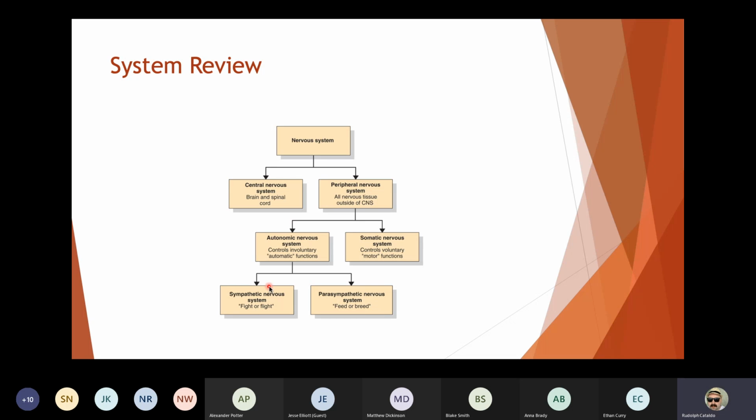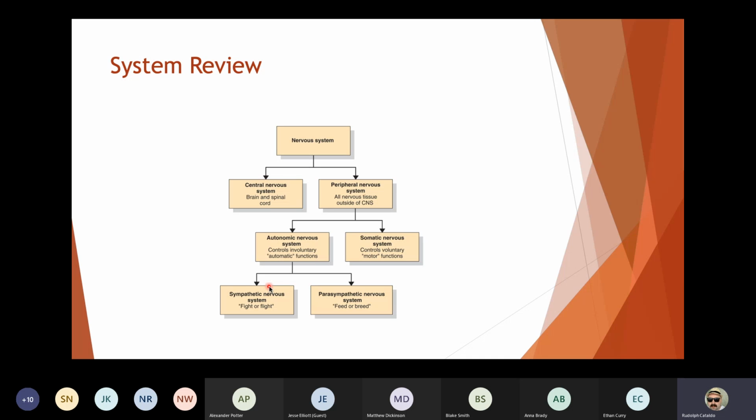Just a simple review of our nervous system. So again, we have our central nervous system, which consists of our brain and spinal cord, and then our peripheral nervous system, which is all other receptor sites that are outside of our central nervous system. So this would be like any of our nerve endings or anything that are within our limbs, with anywhere else in our body besides our brain and spinal cord.